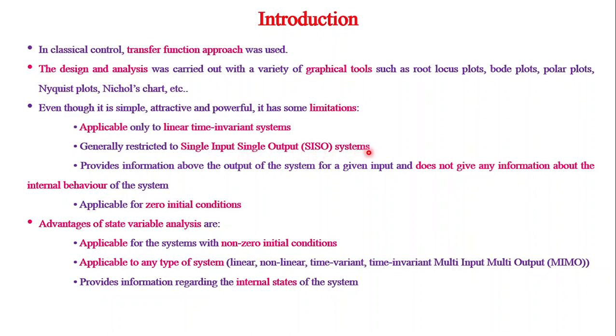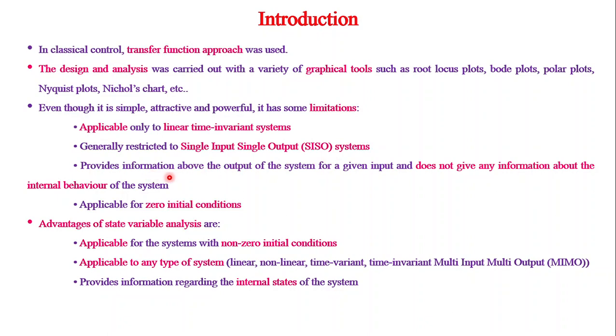But in real time, when we go for process control applications, we may have to use a number of inputs and we have to analyze the internal variables, intermediate variables, and we may have to control a lot of output variables and intermediate output variables. So the systems are not simply SISO systems. They are MIMO systems.